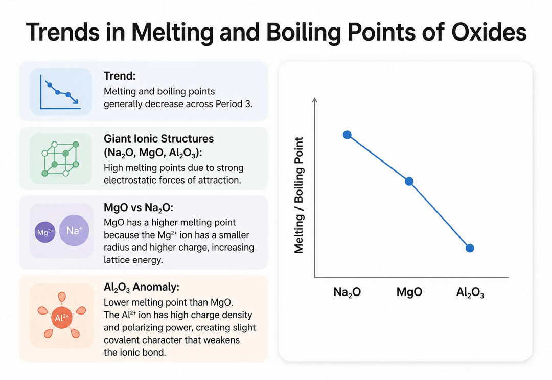However, aluminum oxide breaks the pattern slightly. It has a lower melting point than magnesium oxide because the highly charged aluminum ion polarizes the oxygen ion, introducing a covalent character that slightly weakens the overall ionic lattice.